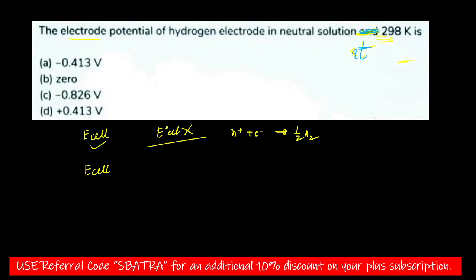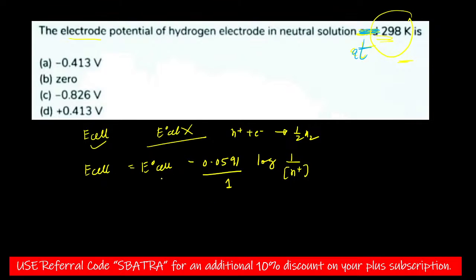Now if this is our reaction, how are we going to write the Nernst equation? E cell is equal to E naught cell minus 0.0591, since it's given 298 Kelvin, divided by n, which is your n value over here, log of the pressure of hydrogen. Nothing is mentioned here, so we can assume it's 1 atm, so 1 divided by H plus concentration.